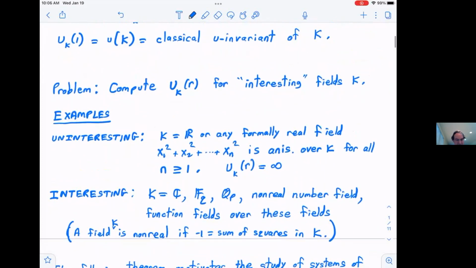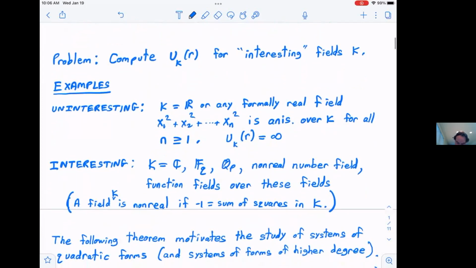And just a point, it's not important for today's talk, a field K can be characterized as non-real if and only if -1 can be written as a sum of squares in the field. It's a theorem that this condition is equivalent to saying that the field has no ordering. So anyway, we're interested in interesting non-real fields.